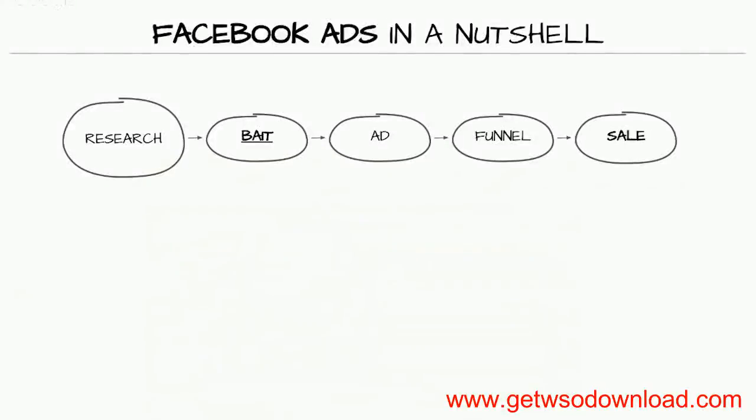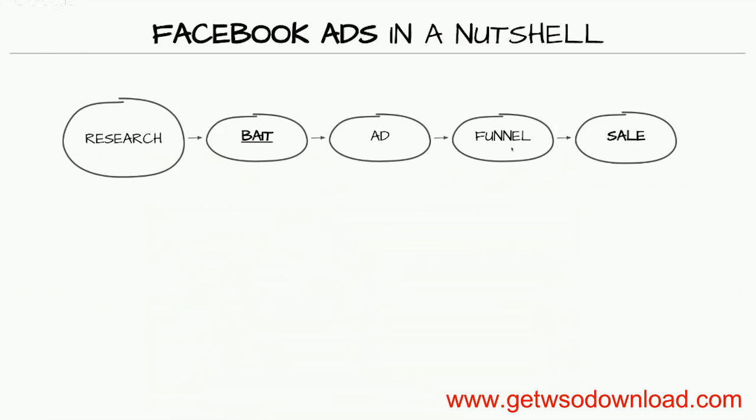Facebook ads in a nutshell. This is what we're doing every time we run a Facebook ad. These are the basic overall components. We want to do research. And based on that research, we want to come up with bait. And the bait gets them in the door. Okay. And then based on that bait, we want to create an ad to deliver that bait.